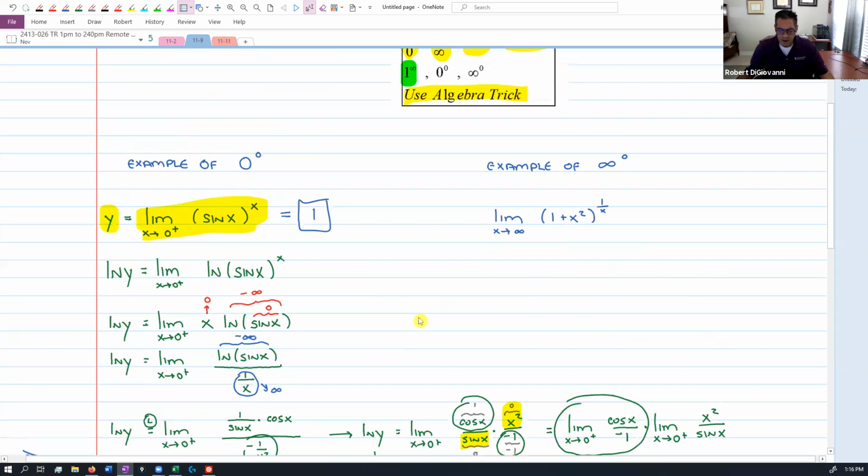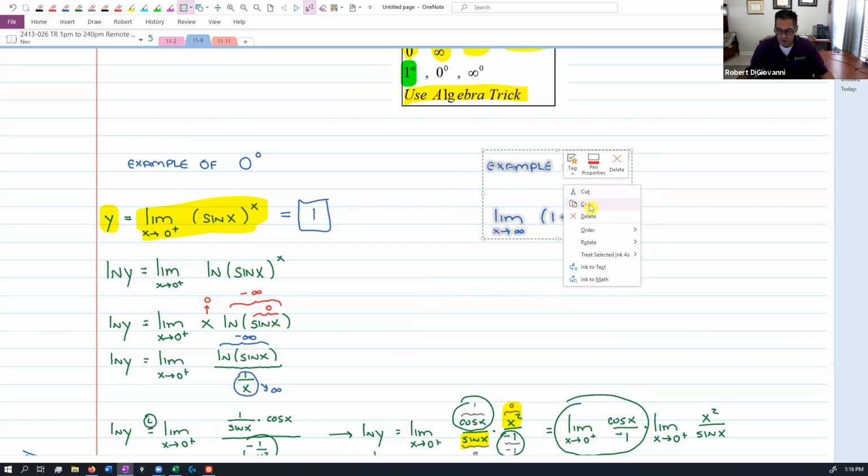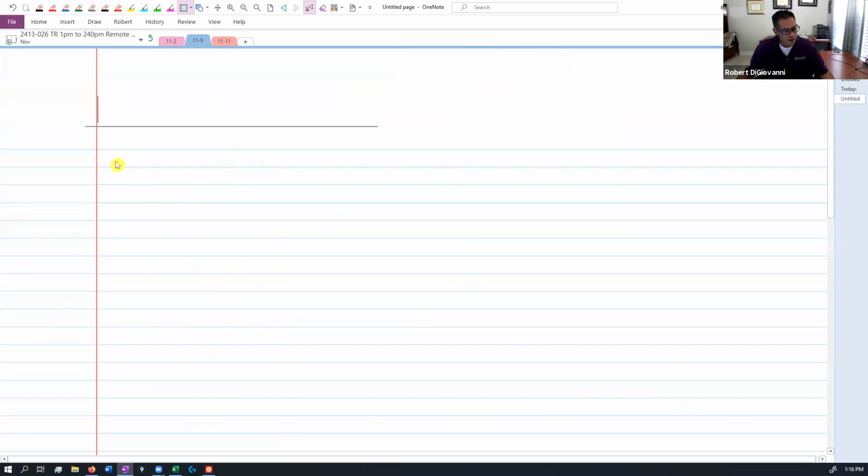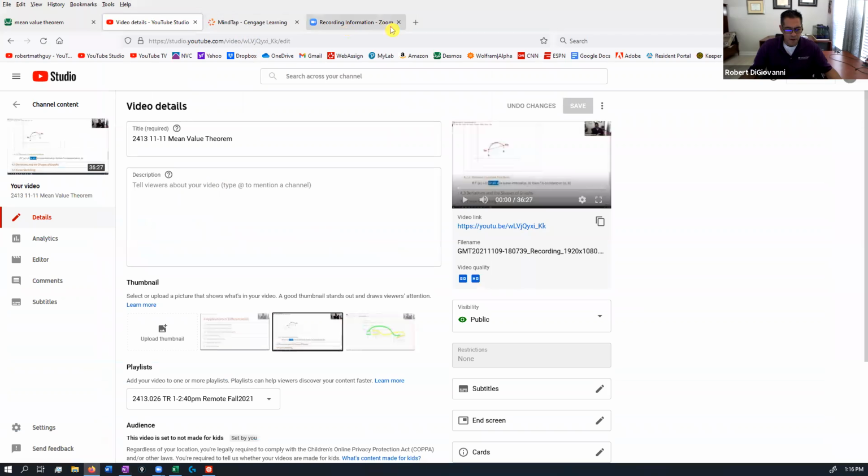Okay, so that's an interesting problem. I think I'm going to need a new page for this one. So let's do this one. So x is going to infinity. Oh, do y'all want to see that last one? I can graph it real quick for you.